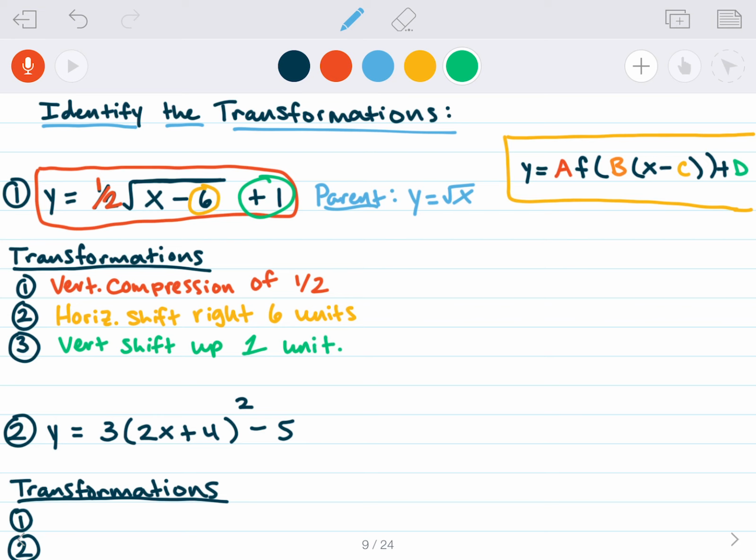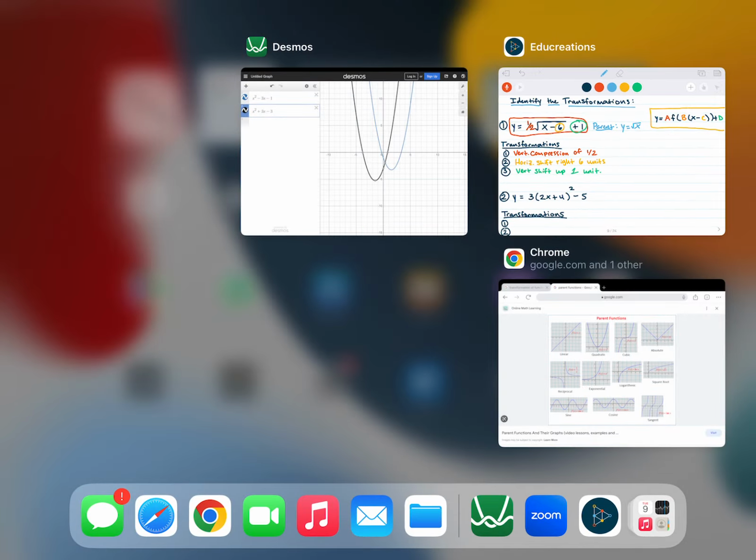And we can compare these two on Desmos if we want. I think I will do that in this case. So let's see, we have 1/2. Well, yeah, why not? Let's do this. Let's put it on Desmos.